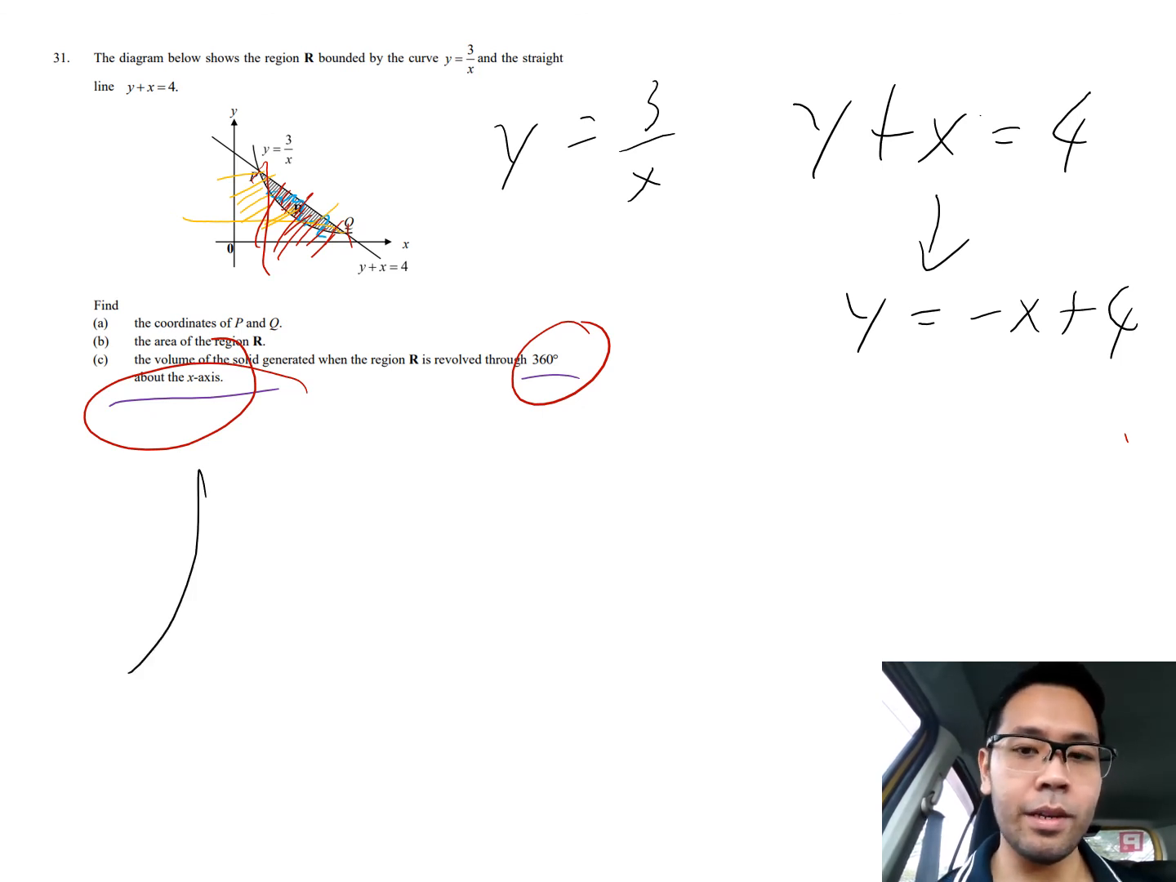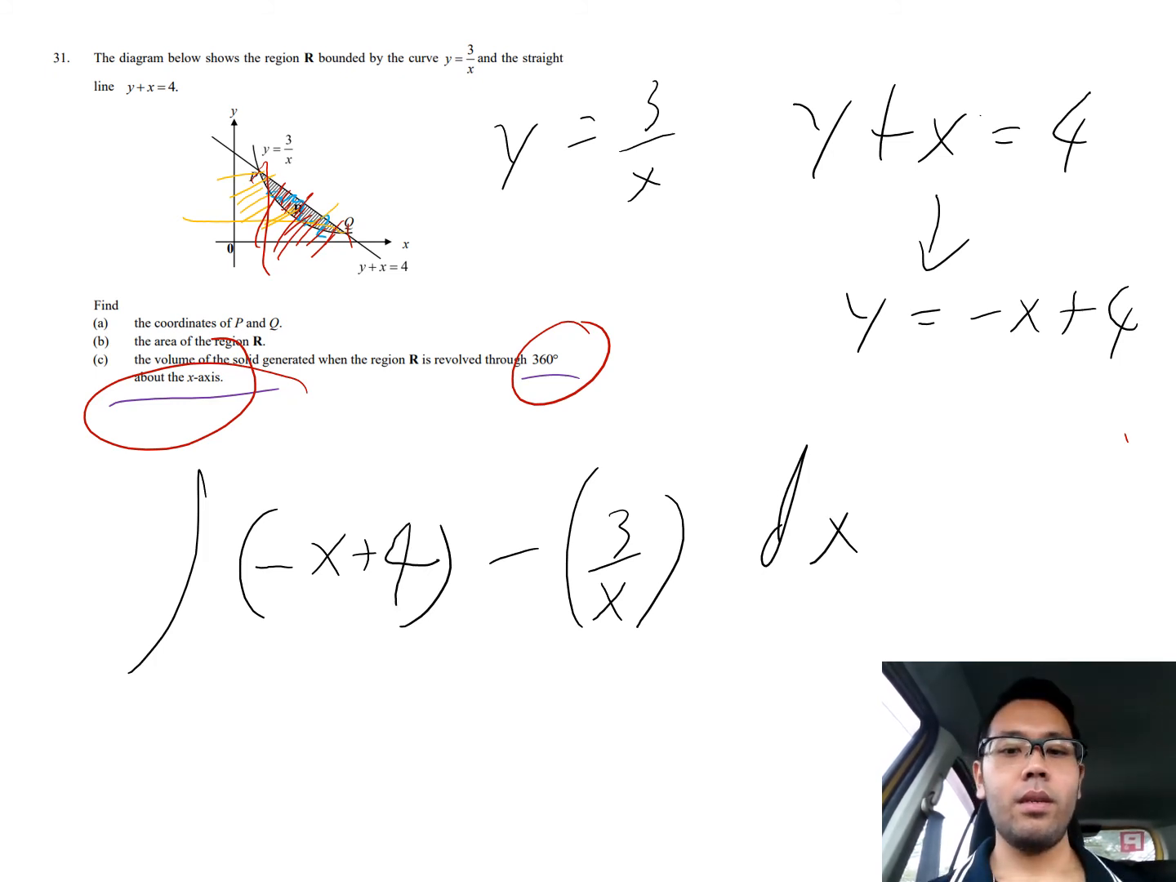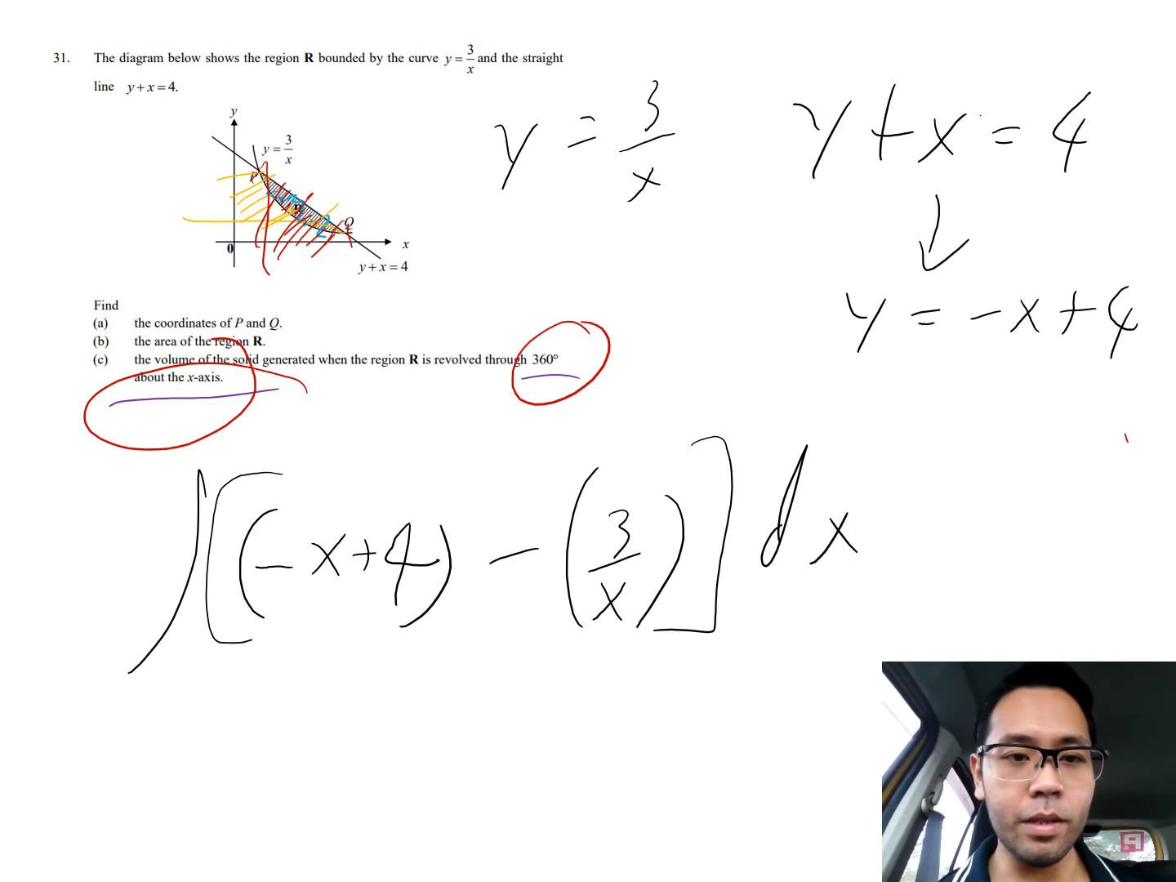If I want to find the area, we do top minus bottom. So it's negative x plus 4 minus 3 over x dx. Sorry, negative x plus 4. That's what looks more like a y. My bad, my handwriting. This should be good. How do you find the limit?